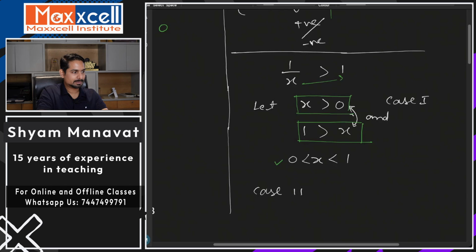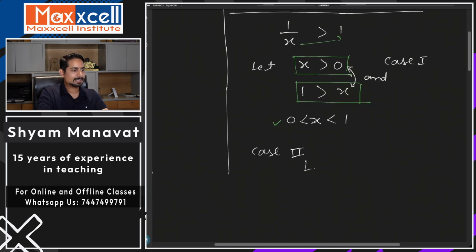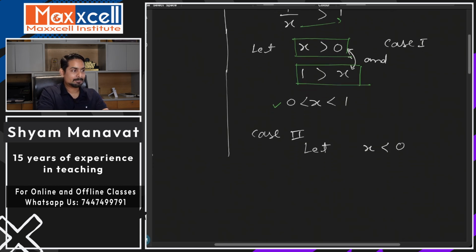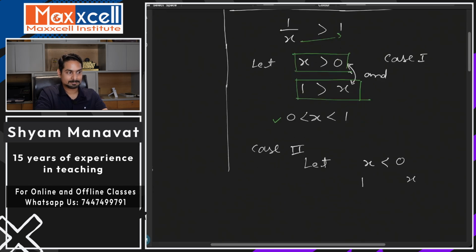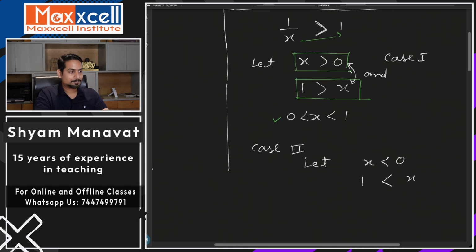Case 2. Here we say, let x be a negative value, that means less than 0. In that case, if I multiply x to the other side, it will become 1 by x, and the sign of inequality, which was given in the question, will get reversed. So instead of the greater than sign, I am going to get the smaller sign. Are you getting it?